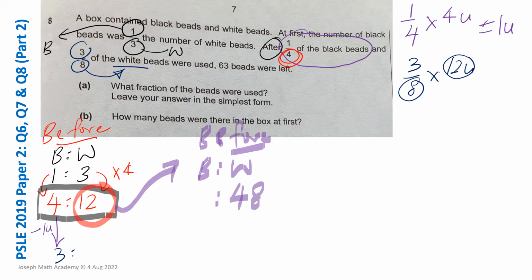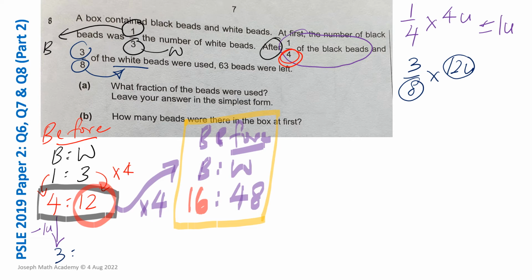So the white has to be 48 units so that it can be divided by 8. So for the 12 to become 48, it must be multiplied by 4. So it means that the black beads is no longer 4 units, it is now 16 units. So this is the new before ratio.